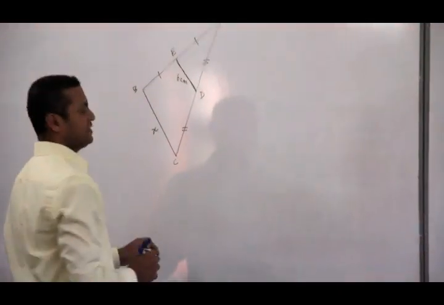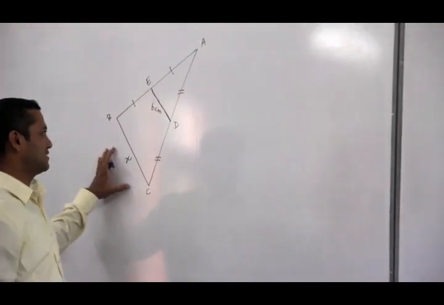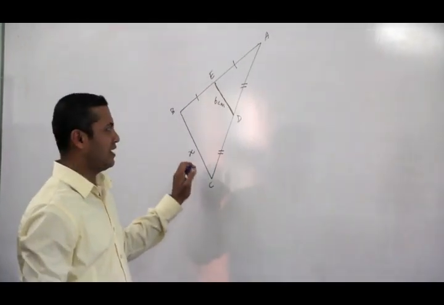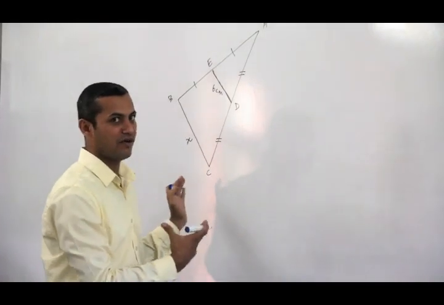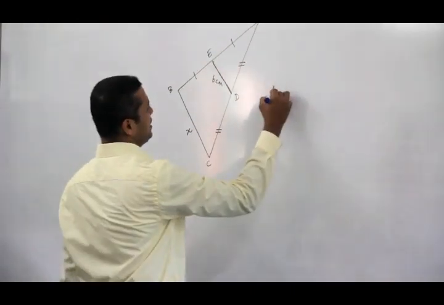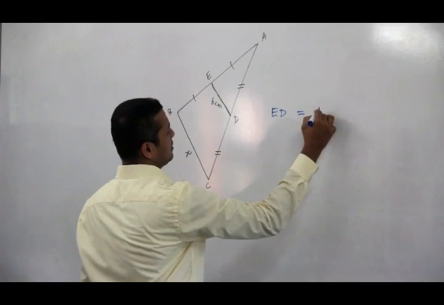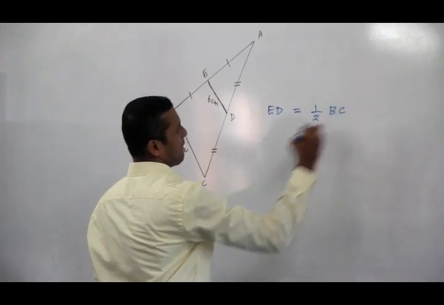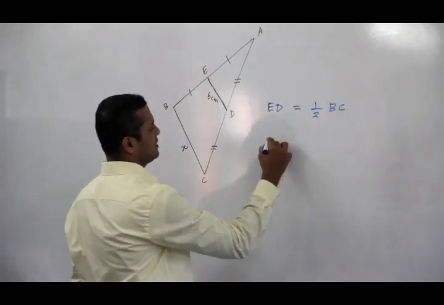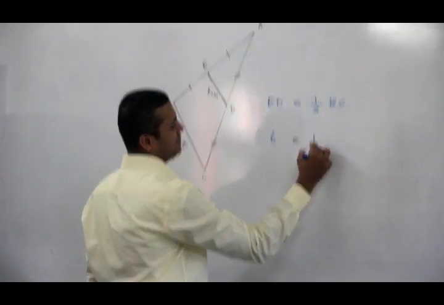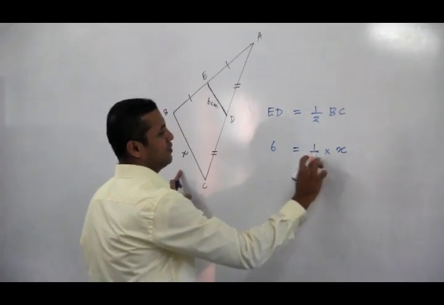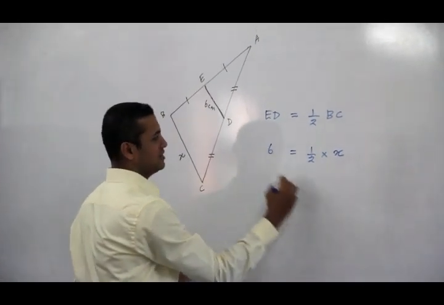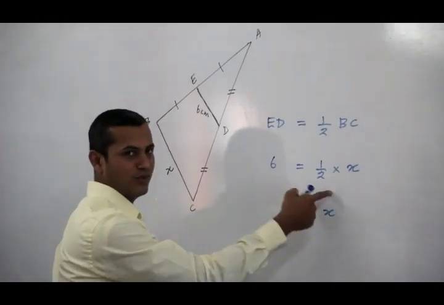Look at this diagram now. Second part, the question is to find x. x is the third side now. The line joining the midpoints is given. So how will you write down the relationship according to the midpoint theorem? ED equals half BC. ED is given, that is 6 centimeter. Half into BC is only x. Now if you cross multiply, you will end up with the answer. 6 into 2, 12.